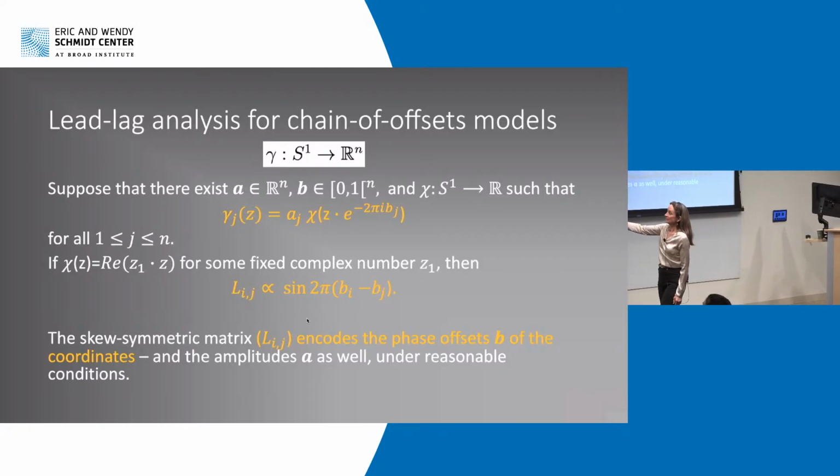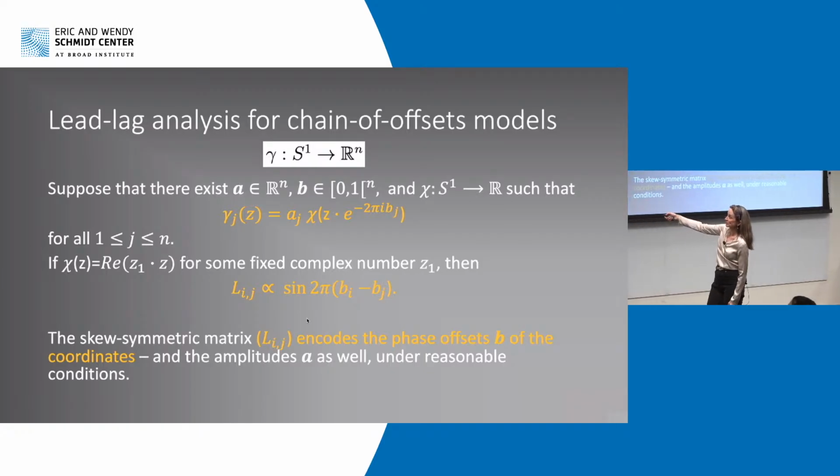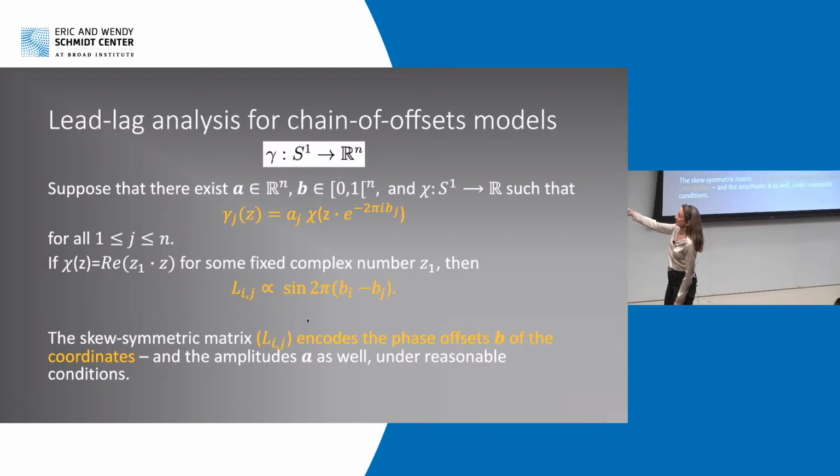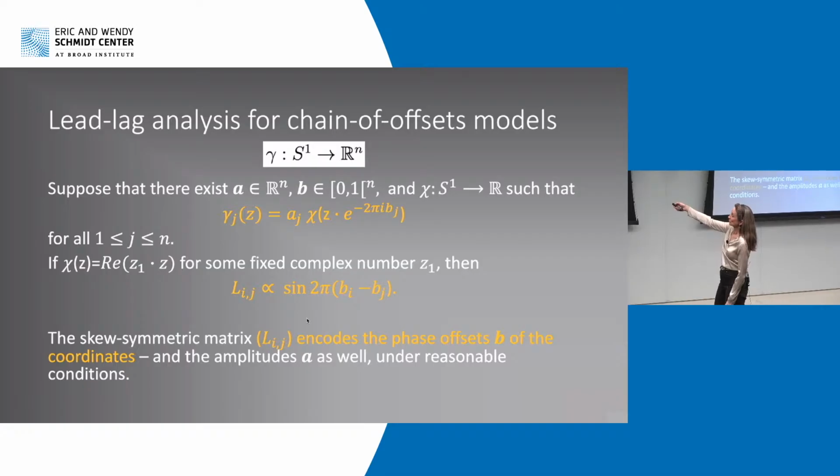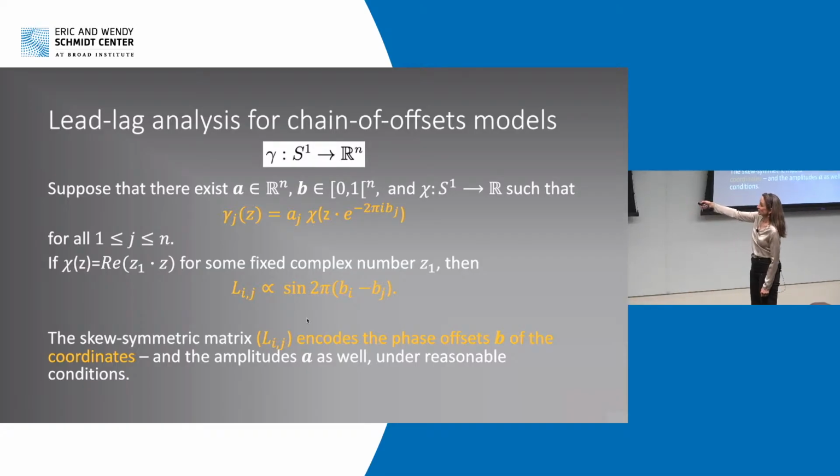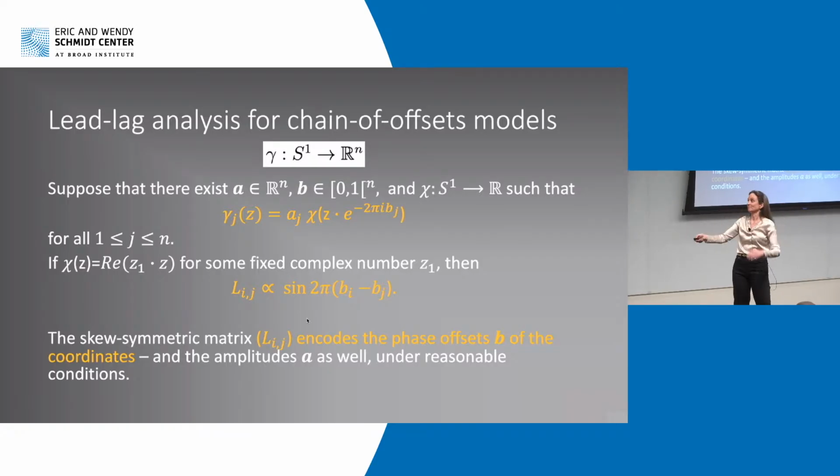So now let's think about, again, a periodic curve. So it's a map from S1 into Rn. And suppose that each coordinate of this function, so gamma j is the jth coordinate, can be written as a product of some a_j times a fixed periodic function chi from S1 into the real numbers. If I take some complex value z on the circle, and I want to calculate gamma j of z, I have some amplitude that's changing, and I have some phase shift that's coming from b_j. But otherwise, the function is the same. It's just the amplitude and the phase shift that are varying.